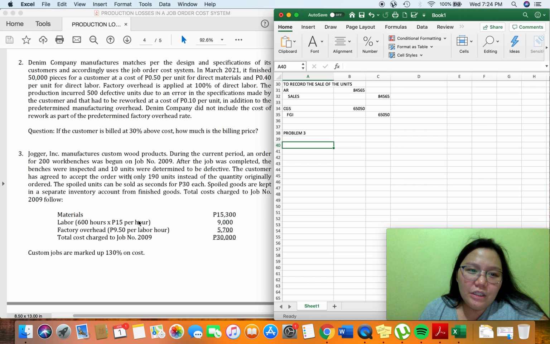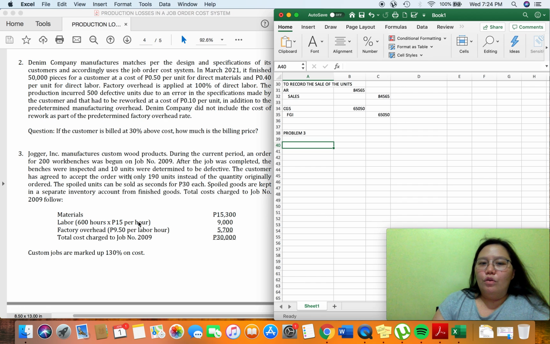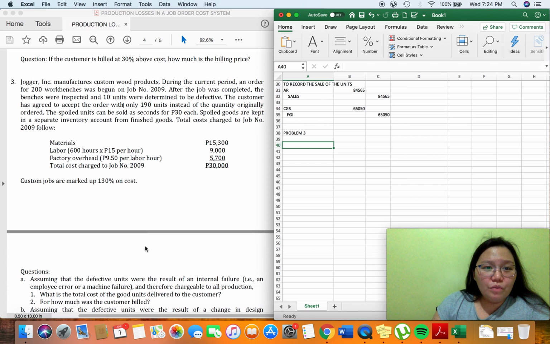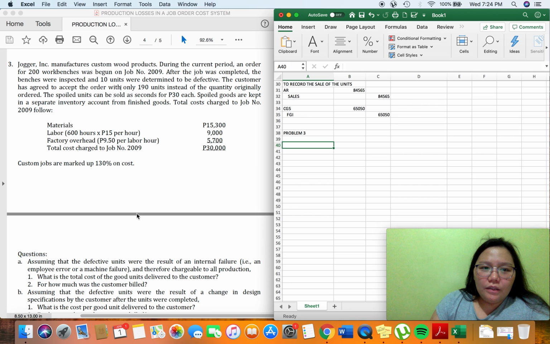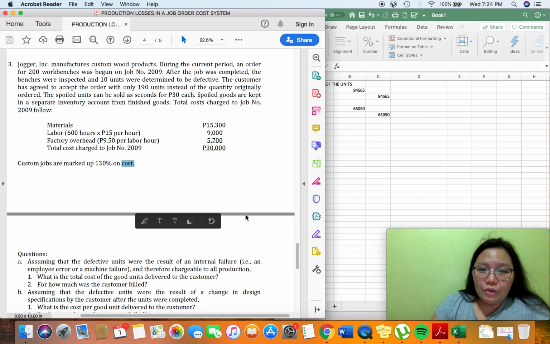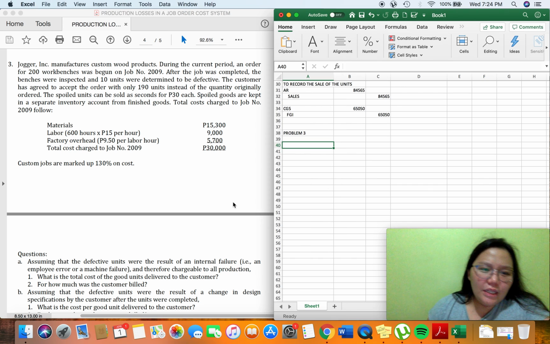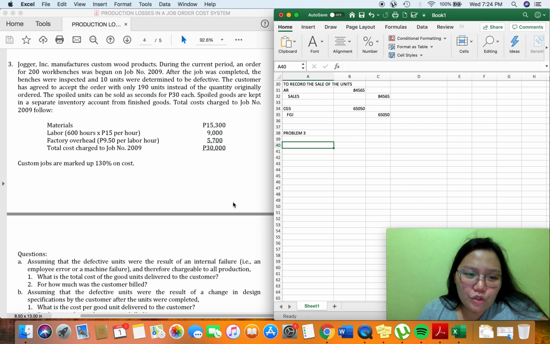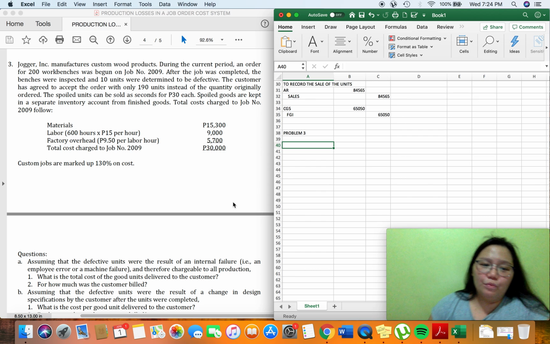So we have materials, labor, and overhead for a total cost of 30,000. Then, custom jobs are marked up 30% on cost. Okay? So, sige. So what are the questions? Assuming that the defective units were the result of an internal failure, so an employee error or a machine failure, therefore chargeable to all production, what is the total cost of the good units delivered to customer, and for how much was the customer billed?